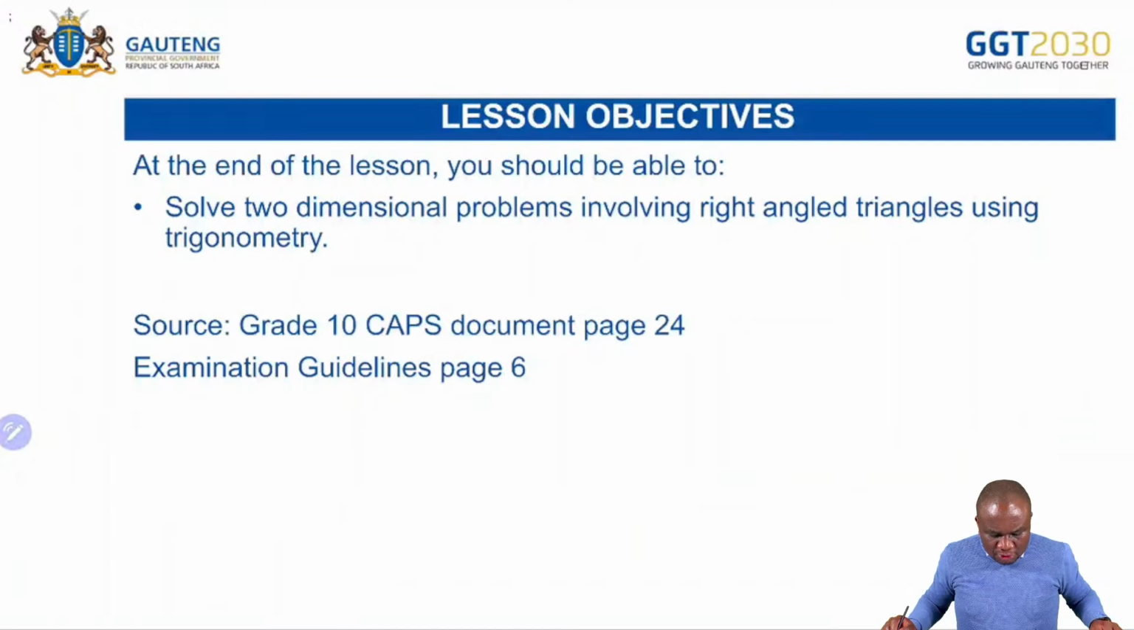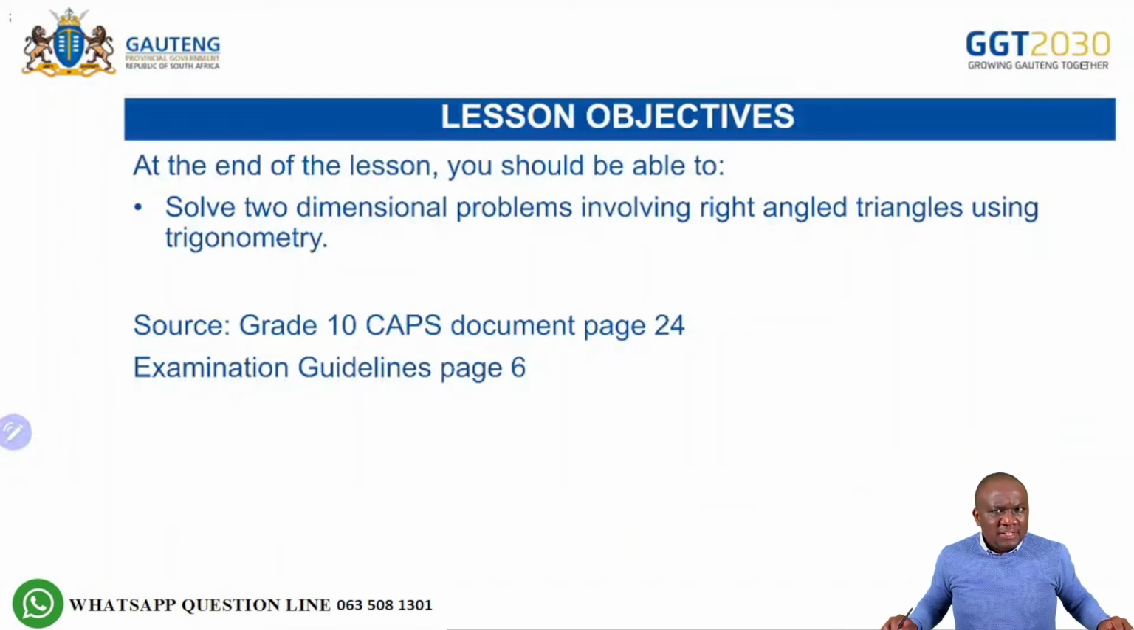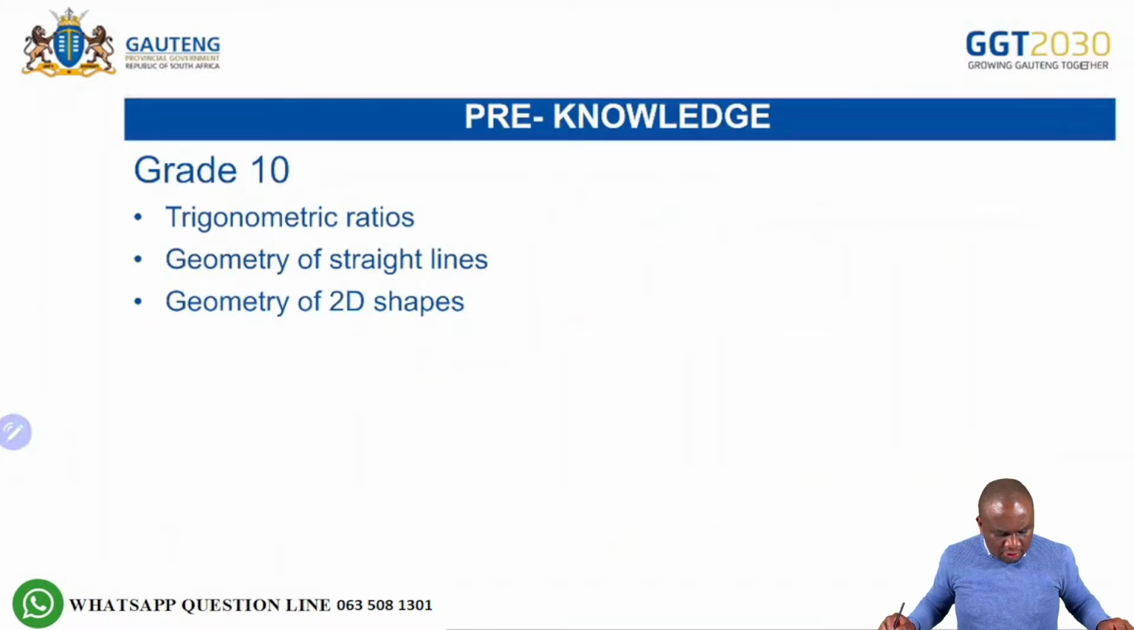At the end of the lesson, you should be able to solve two-dimensional problems involving right-angled triangles using trigonometry. Remember right-angled triangles? Let's talk about the pre-knowledge: trigonometry, trigonometric ratios, which we did, and then geometry of straight lines and geometry of 2D shapes. Let's try to remember what we did when we learned about trigonometric ratios.